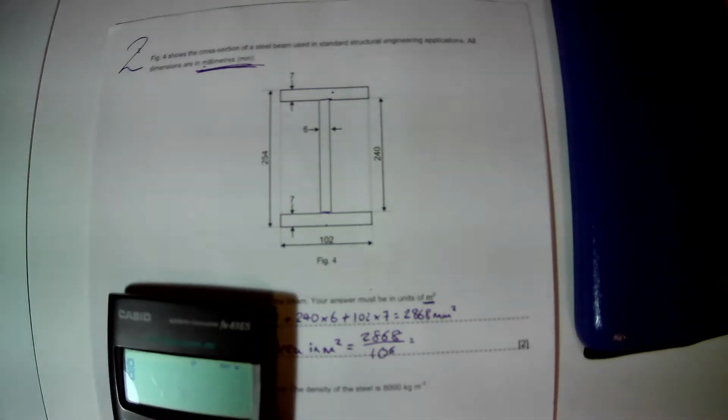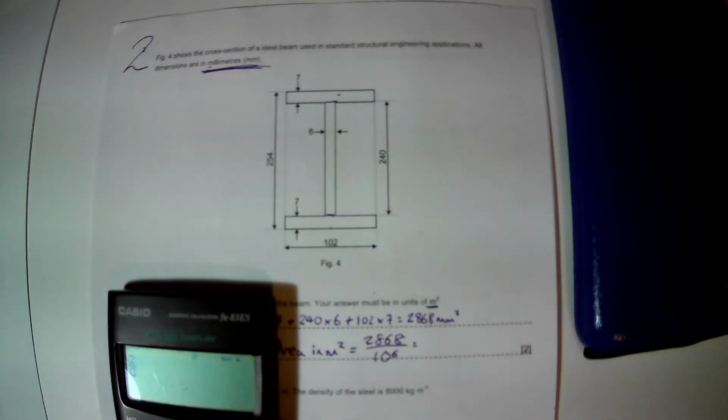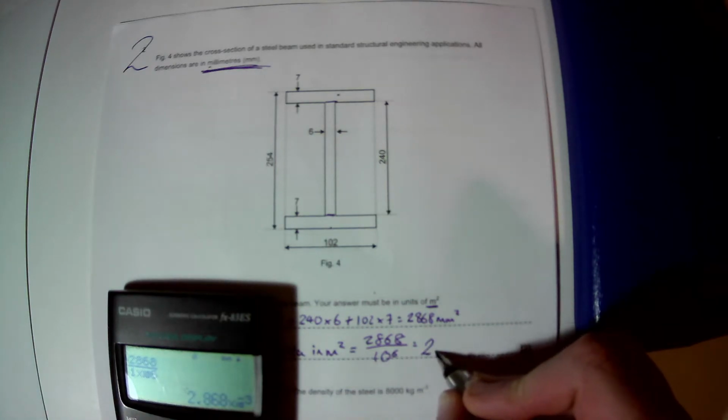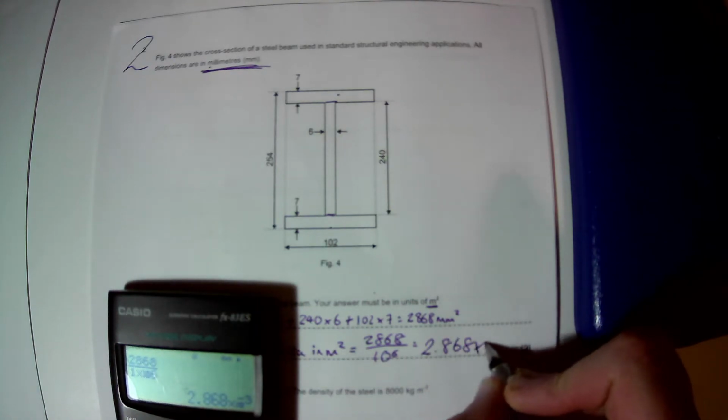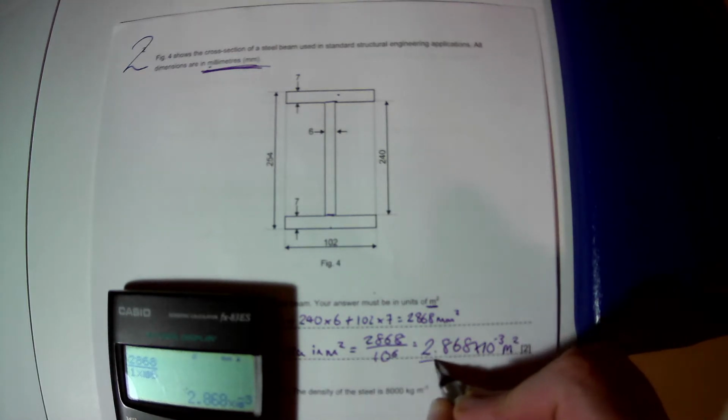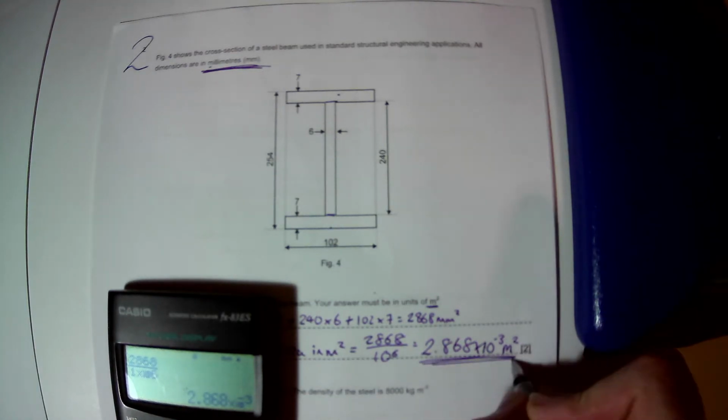So I've got 2868 over 1 times 10 to the 6. And we end up with 2.868 times 10 to the minus 3 meters squared. And I'm going to make it clear what my answer is.